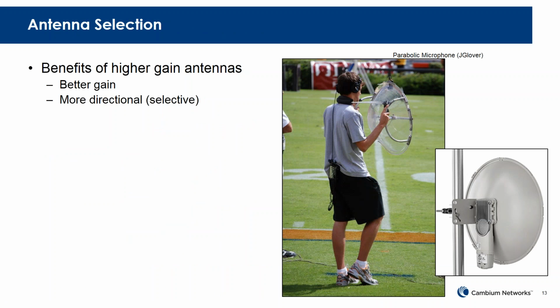The next method we're going to talk about is antenna selection. This can be another great technique to mitigate interference. And that's because typically as we increase the gain of an antenna, it also makes it more directional and therefore more selective.